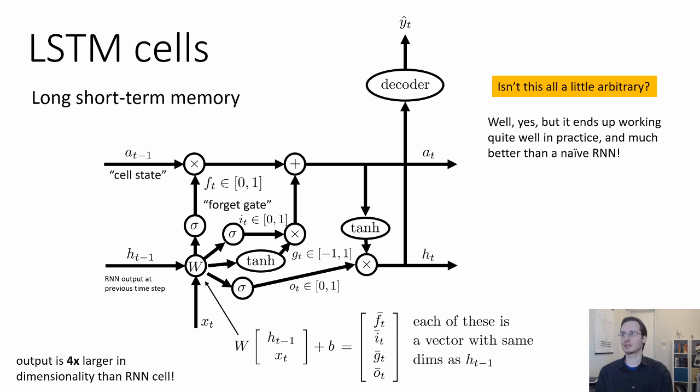And the answer is yes, but it ends up actually working very well in practice, much better than a naive RNN, because the derivatives of AT with respect to AT minus 1 are so well behaved. Now, some of the choices here are a little arbitrary. Like, for example, do we really need the output gate? Do we really need the input gate? Maybe we could just get away with FT and GT and not bother with the other parts.